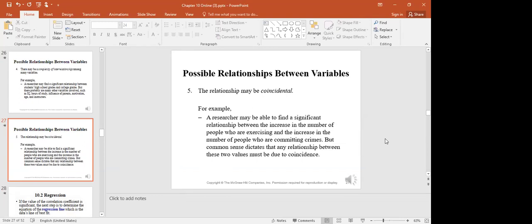Also, the relationship may be coincidental. A researcher may be able to find a significant relationship between the increase in the number of people who are exercising and the increase in the number of people who are committing crimes. But common sense dictates that any relationship between these two values must be due to coincidence.